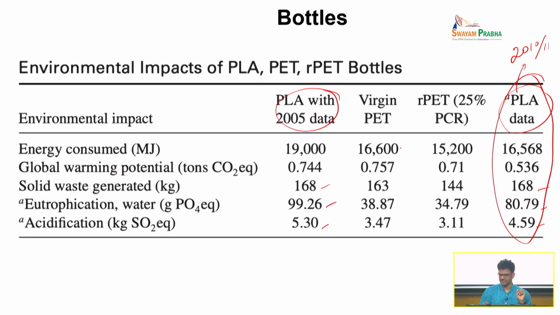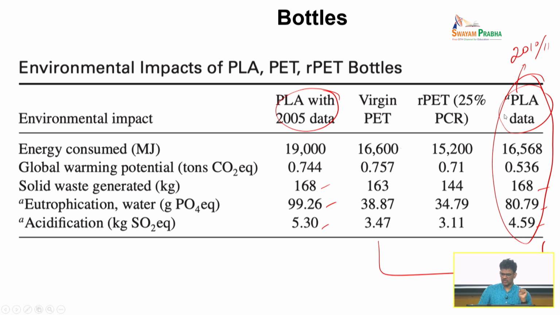Then we have virgin PET. For virgin PET there is no timeline because PET production is pretty much standardized, and wherever or whichever year you get it from, it is pretty much the same. There is not as much optimization going on as with PLA. So you should compare against the newer PLA data. Energy consumption is not much different, but clearly the CO2 emission is a little higher for PET. Solid waste is comparable. The eutrophication of water and acidification are quite a bit less for PET compared to PLA.